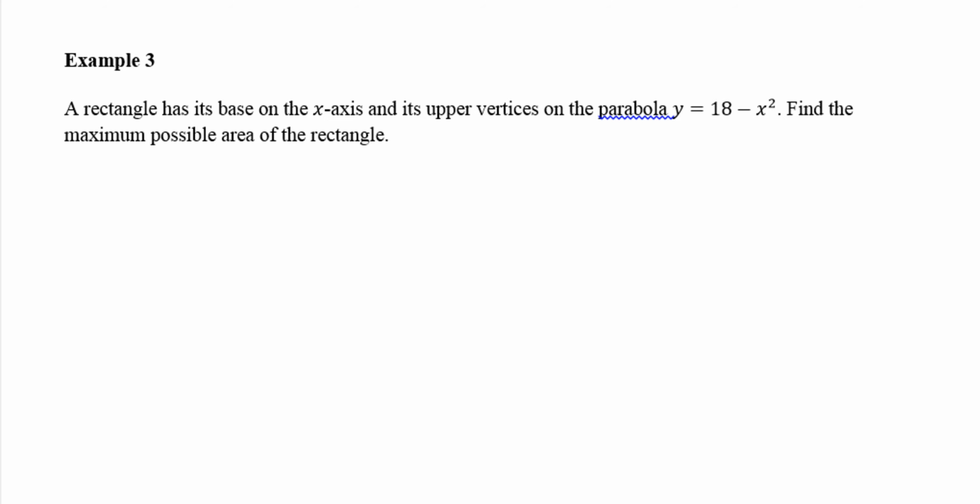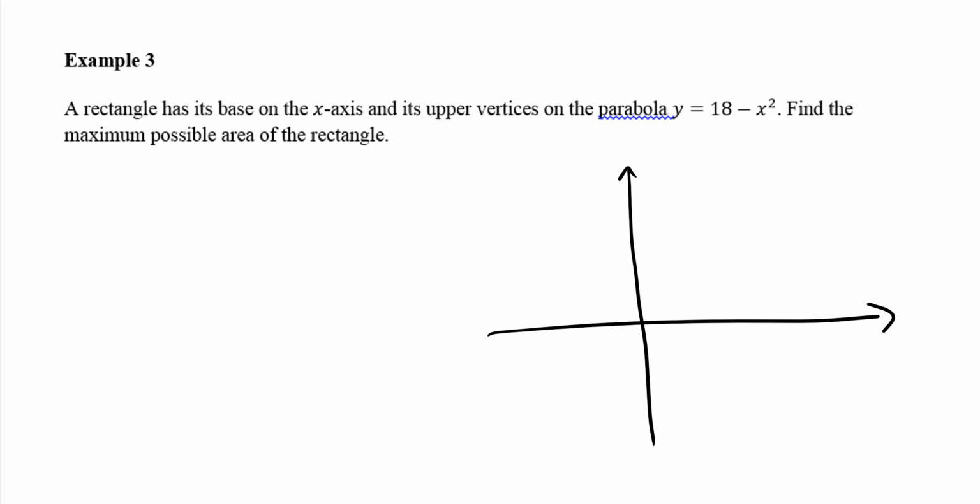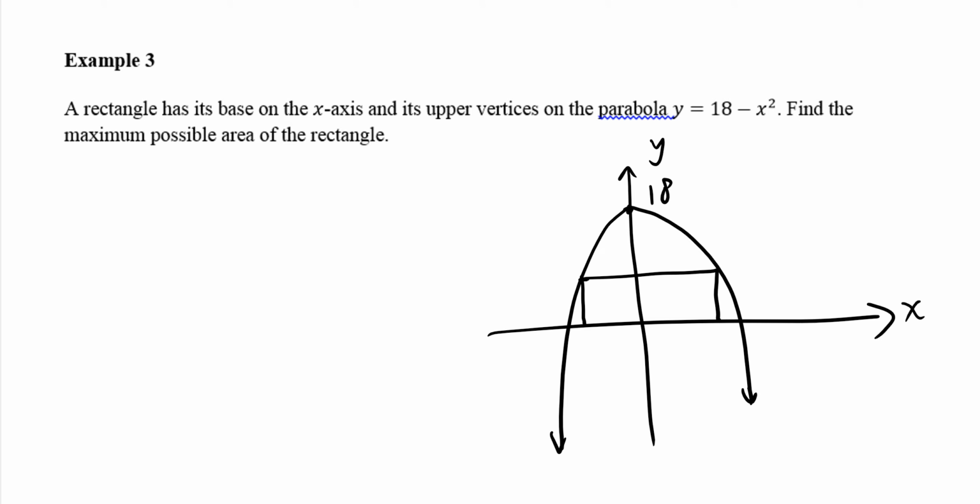So let's draw the diagram first. This is the parabola. If you take x equals 0 in the parabola, we get y equals 18. So 18 is here. It's an even function, symmetric about the y-axis, so it's going to go like that. And we have a rectangle like this. By symmetry, if this is x, and let's say this is y.